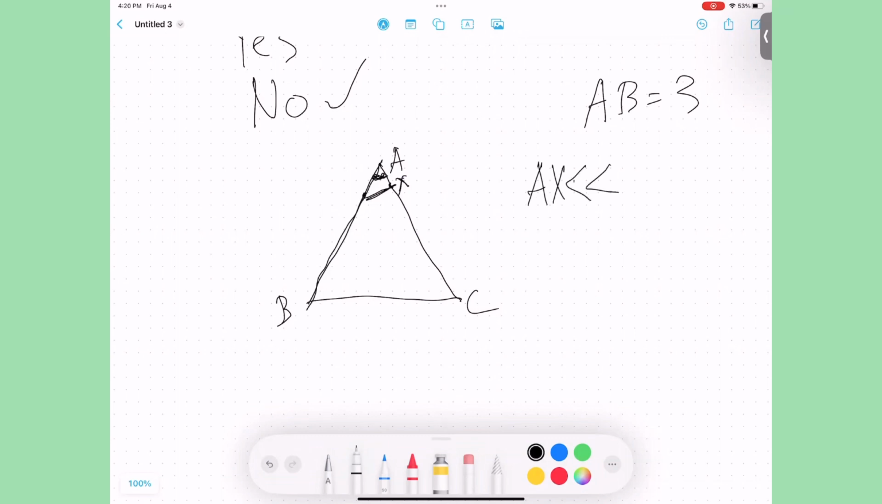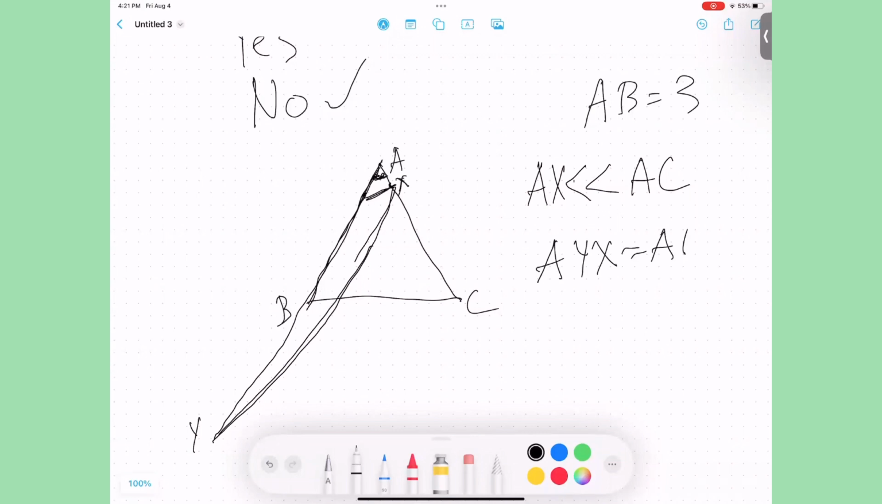AX is much smaller than AC. Do you guys know this notation? It's basically saying that AX is really small compared to AC. So maybe at a really large distance, and that's just an arbitrary approximation, the perimeter of AYX might be equal to the perimeter of ABC.